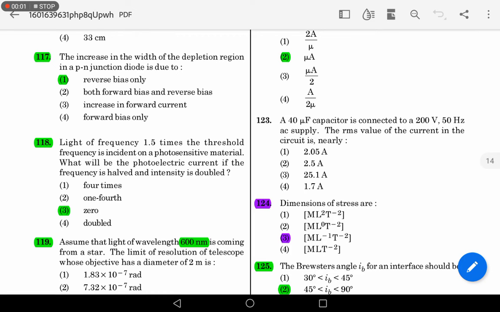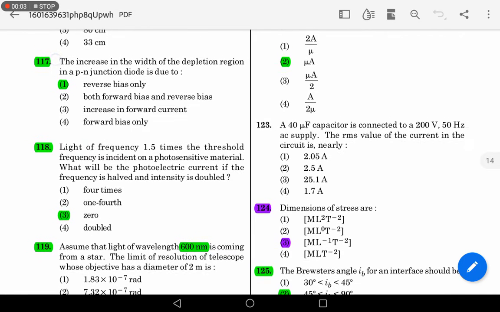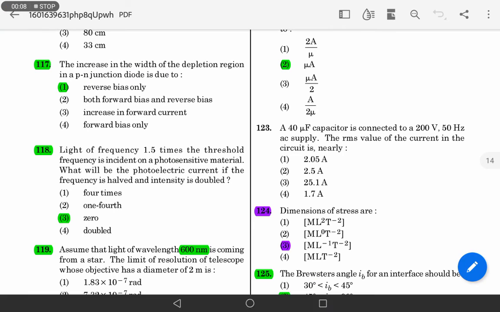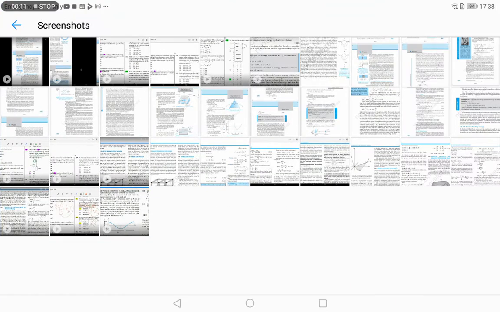Hello friends, moving on to the next question. The increase in width of the depletion region in a PN junction diode is due to... It's a direct NCERT statement that I'll show you.